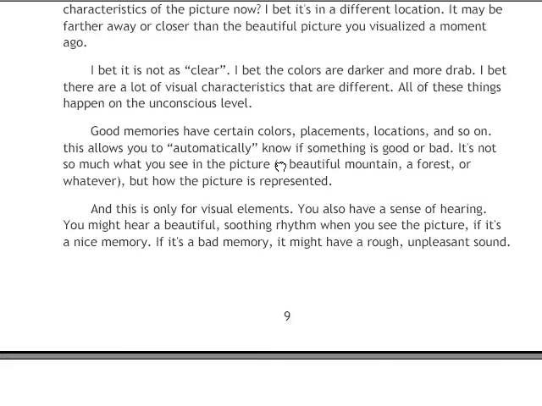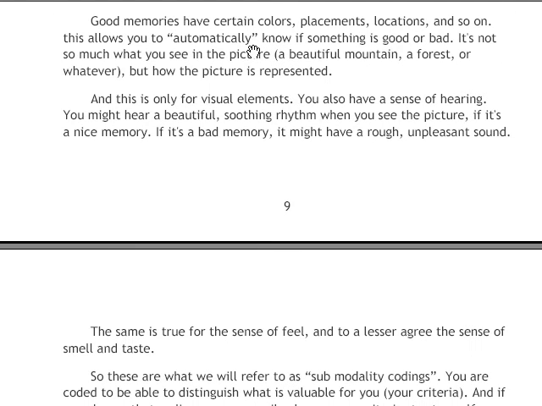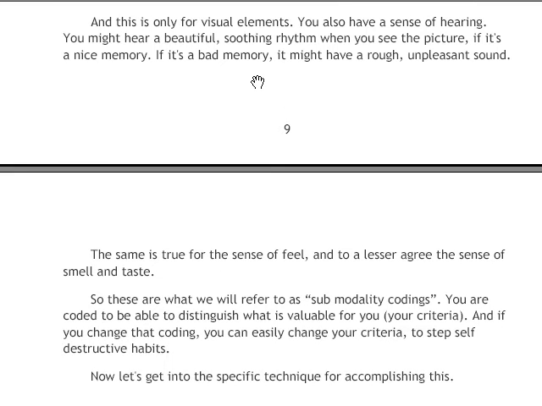All of these things happen on the unconscious level. Good memories have certain colors, placements, locations, and so on. This allows you to automatically know if something is good or bad. It's not so much what you see in the picture, but how the picture is represented. And this is for only visual elements. You also have a sense of hearing. You might hear a beautiful, soothing rhythm when you see the picture, if it's a nice memory. If it's a bad memory, you might have a rough, unpleasant sound.